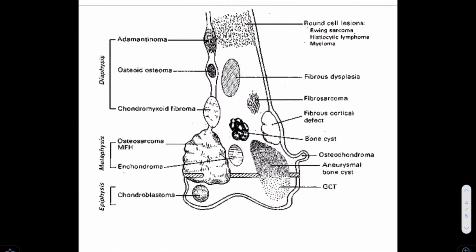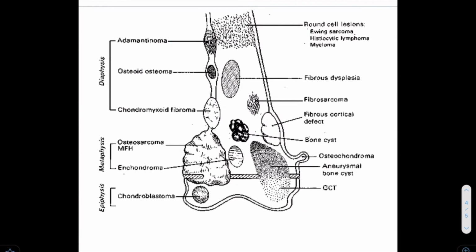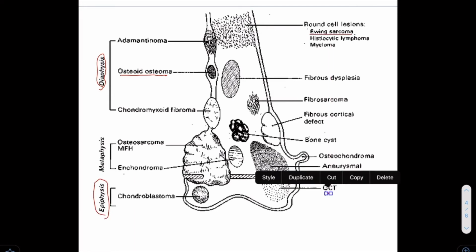So lastly, the locations of the tumors. So if we go to the diaphysis first, the most important ones to know are osteosarcoma and Ewing sarcoma, okay? The rest here you have not taken, so just ignore them. In the epiphysis, you have giant cell tumor. That's the only one that you should know, okay? And then in the metaphysis, you have basically everything else, enchondroma, osteochondroma, okay? Also, sometimes osteosarcoma can be seen in the metaphysis, so keep that in mind.